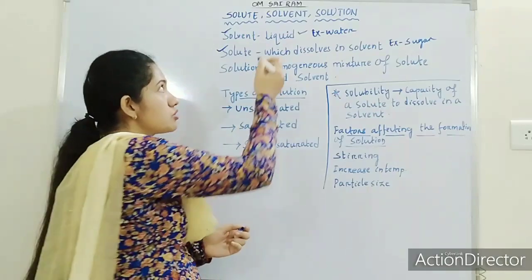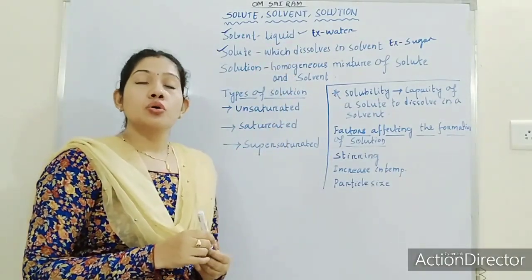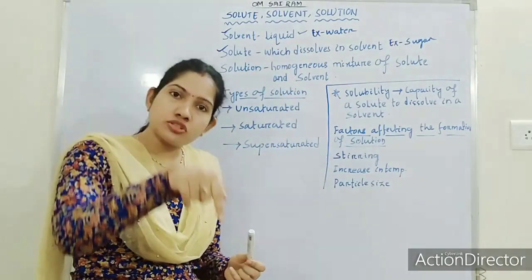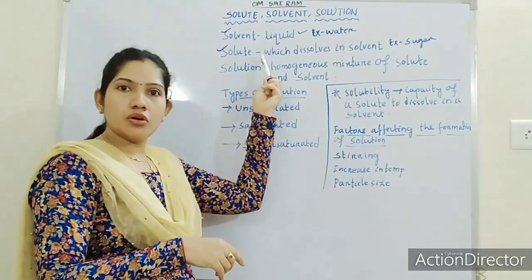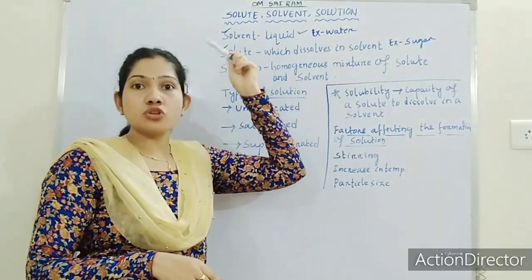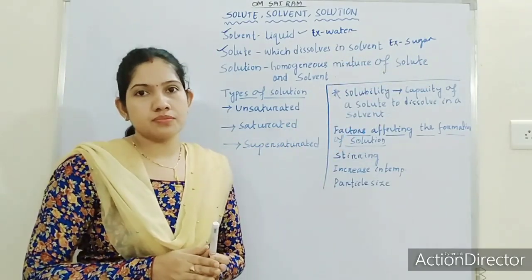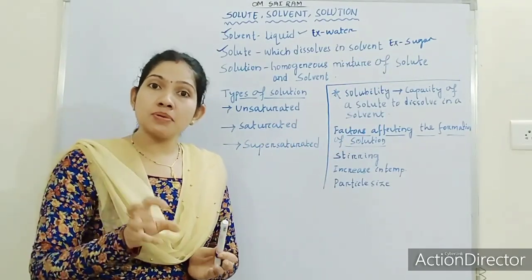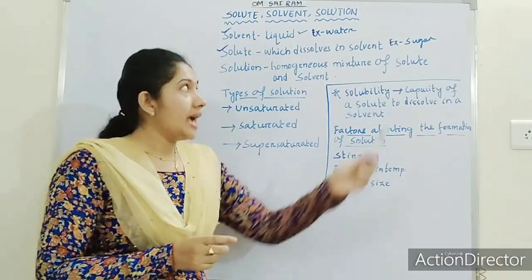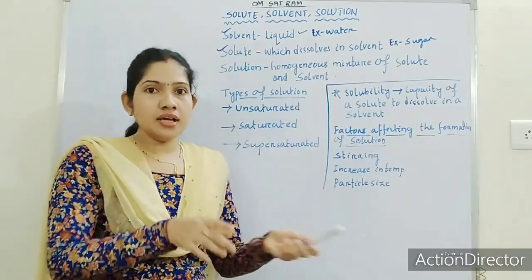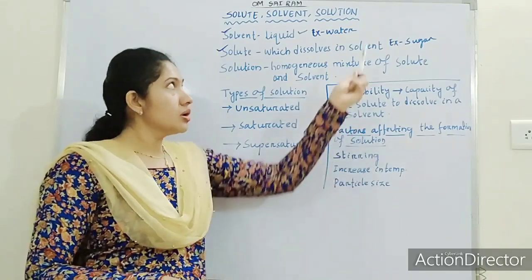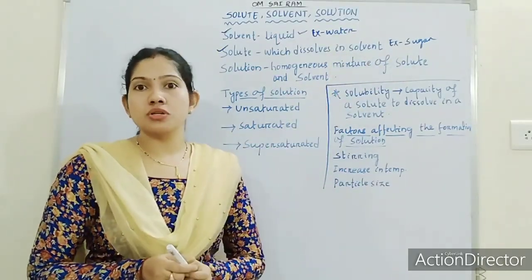Got it? And solvents are those which have the capacity to dissolve the solid. Got it? It means water is a solvent and sugar or salt is a solid. Okay? Water has the capacity to dissolve the sugar, and sugar, when added to water, can be dissolved. So we can write the example for solute and solvent.